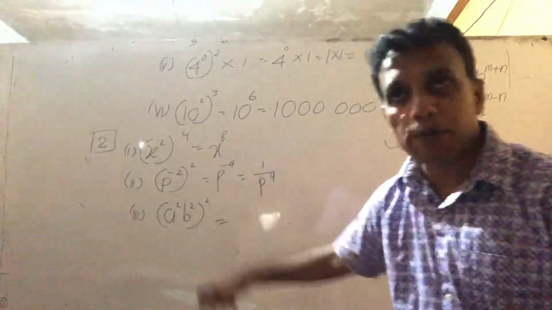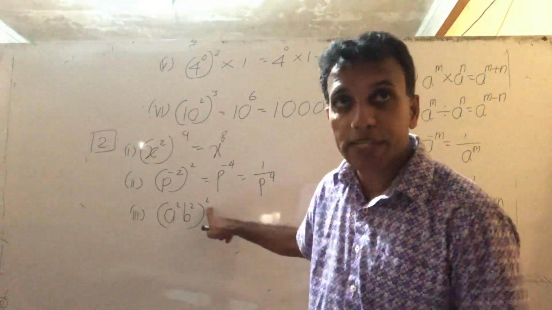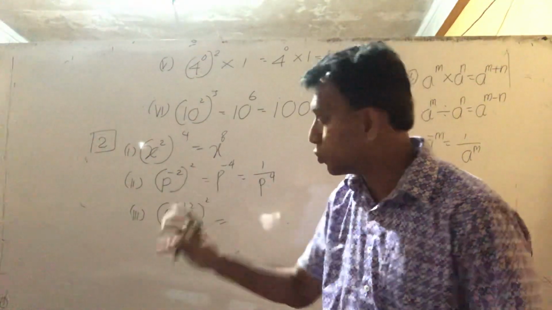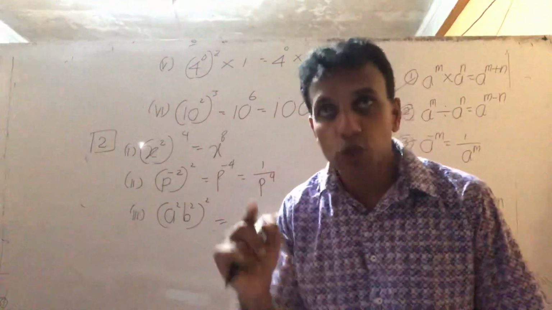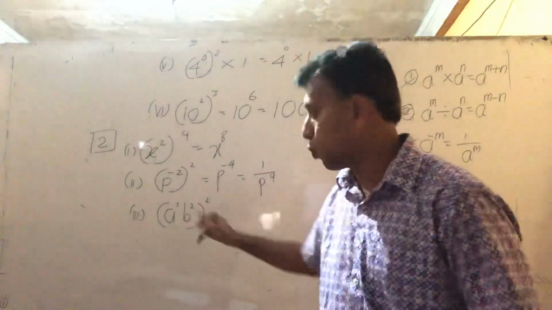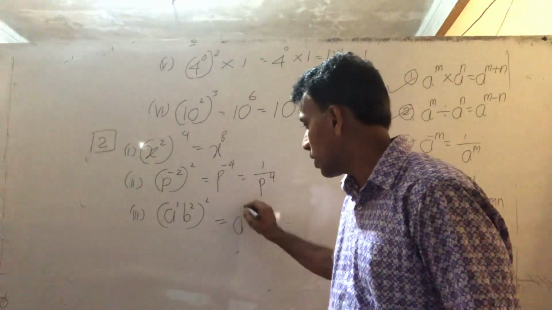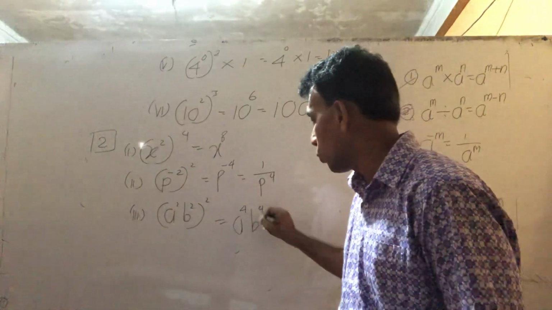Now see how to work this problem. This square outside the bracket, the 2, belongs to what? Inside the power, right? Therefore every term should be multiplied by that 2. 2 times 2, 4: a to the power 4. Same method, b to the power 4.